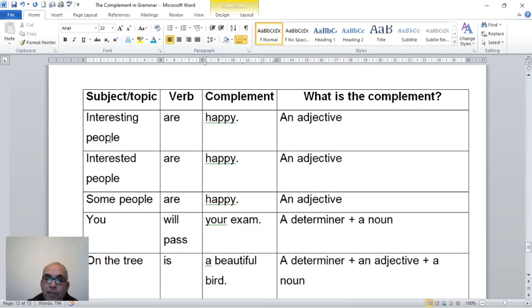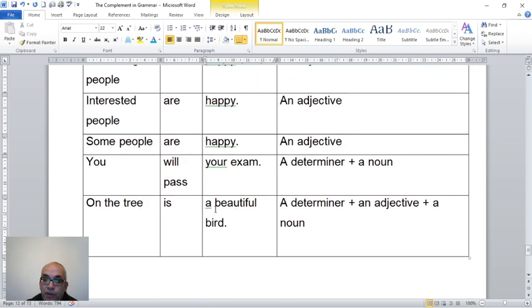And here again, interesting people are happy. So interesting is an adjective, people is the noun. This is the subject, sorry. Happy is the adjective. Interested people are happy, again this is an adjective. Some people are happy, this is an adjective. You will pass your exam, this is a determiner and a noun. On the tree is a beautiful bird, again you've got a determiner, another determiner, which is the adjective, and this is the verb. So watch this again slowly to see the different ways of complements.